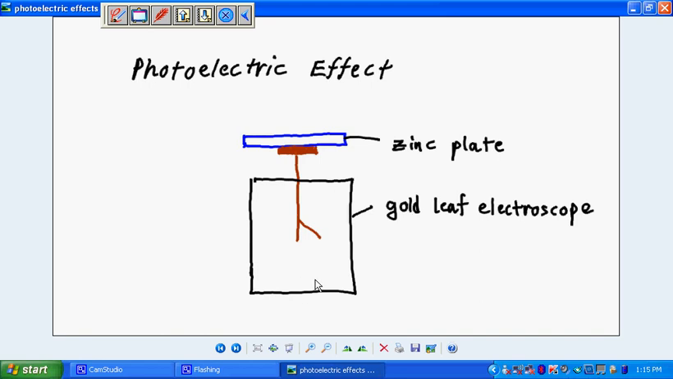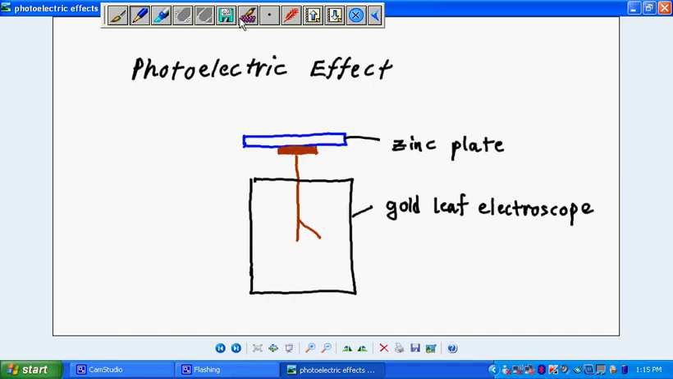Today we are going into the investigation of the photoelectric effect. Present before us is the diagram of a gold leaf electroscope with a zinc plate placed on top, and the zinc plate is negatively charged. Therefore, the gold leaf electroscope is also negatively charged. That's why you see the gold leaf diverge away from the vertical line.